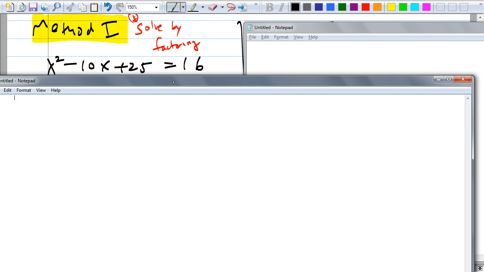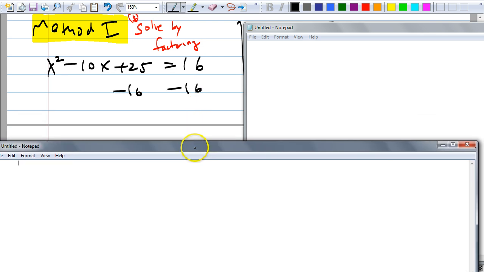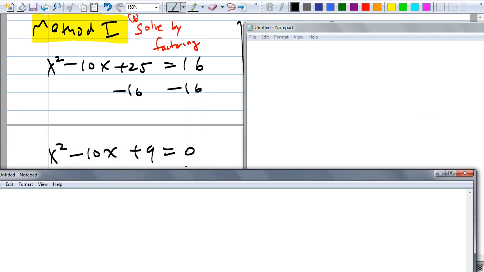Not only will they ask you to solve using the shortcut, they're going to ask you to solve by factoring. Whenever you have an equation that is not linear, we're going to make sure it equals what first? 0. This is the algebraic method that we've been learning. So how do I make this equal to 0? Subtract 16 from both sides. Don't we get this trinomial? X squared minus 10x plus 9 equals 0.